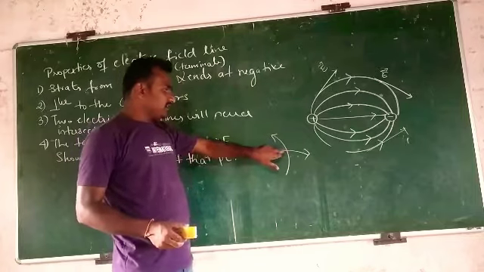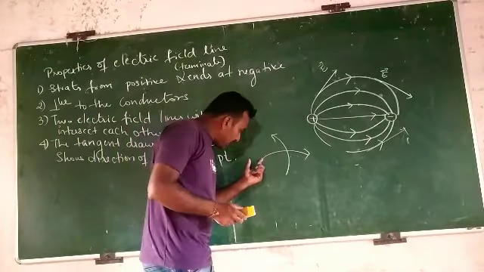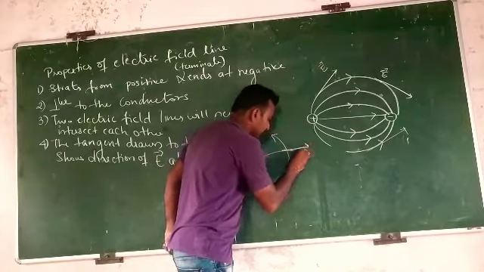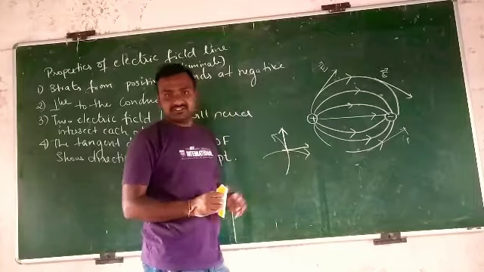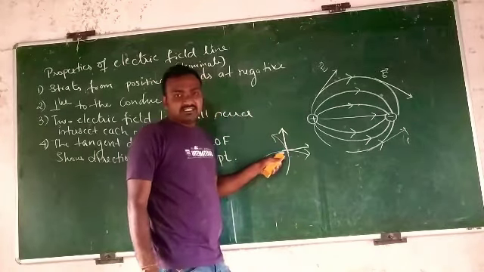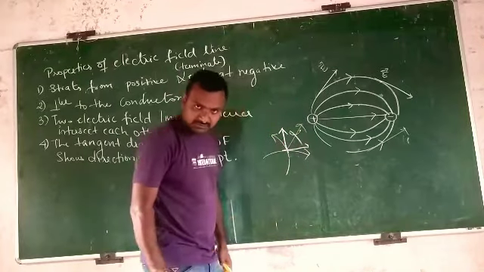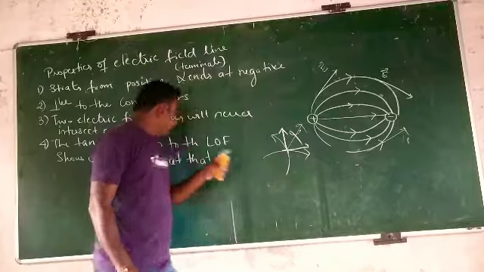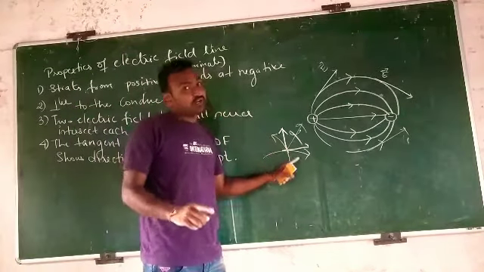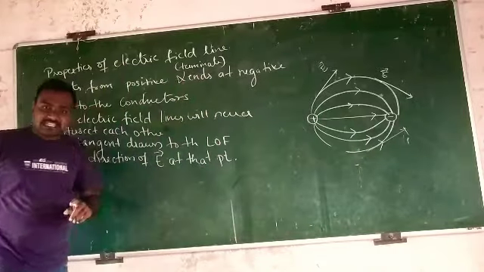Now, I will tell you why two electric field lines never intersect each other. Look at this. If two electric field lines intersect at this point, and I draw tangents, there will be two directions. That means if I keep any charge here, it will move in the resultant of these two, which is not possible. Why will two electric field lines never intersect each other? Because at a single point, two directions are not possible. Hence, they never intersect each other.